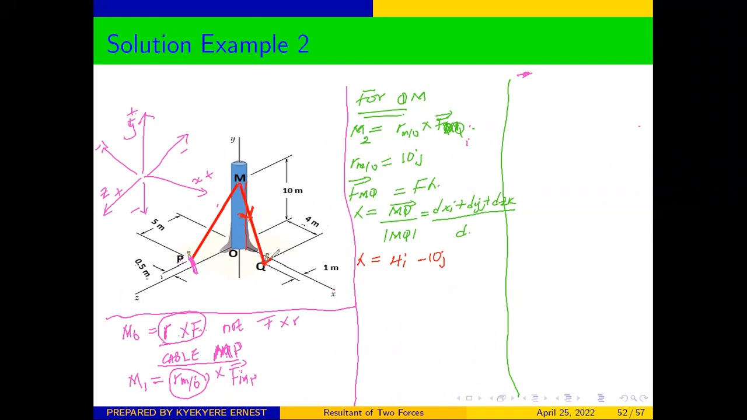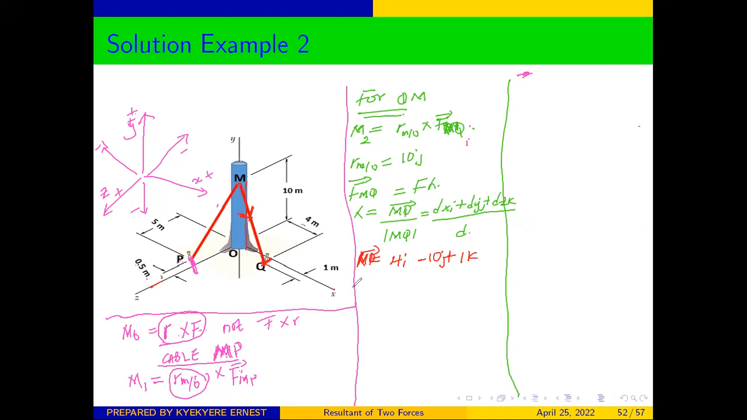This direction is in the Z, the same direction as our Z. So from this point, you move to this point. Therefore, we are going to get positive 1K. Then, once you have been able to do that, don't forget, this one is not lambda. This one is MQ, vector MQ.